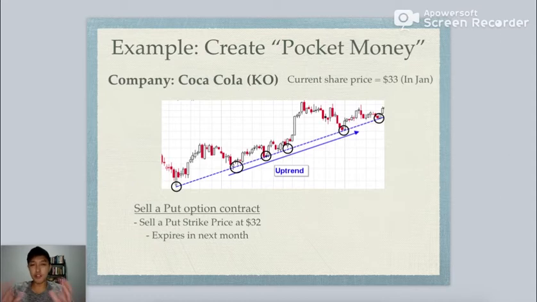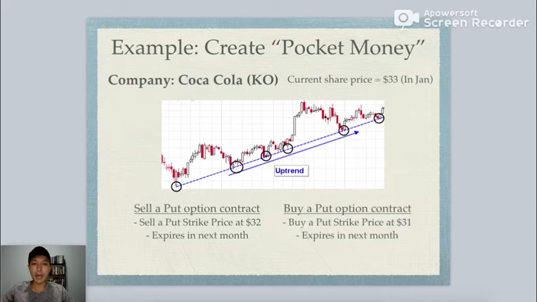Okay, this is very similar to the protective strategy. You sell a put contract. In this case, for example, you're going to sell at a strike price of 32 and it expires next month in February. At the same time, we're going to buy a put contract that expires one strike down.